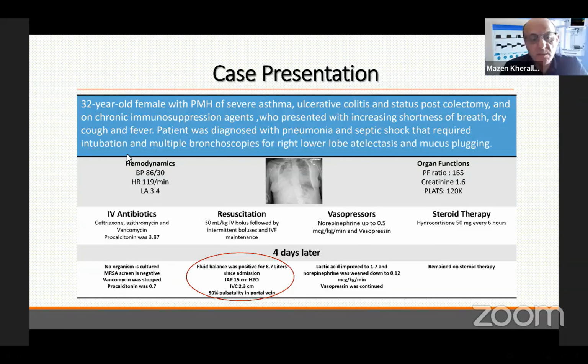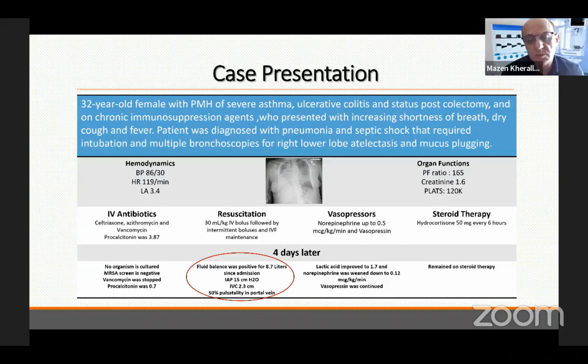As you see, her hemodynamics with blood pressure of 86, heart rate 119, and lactic acid of 3.4. She had some organ dysfunctions. PF ratio was 165, creatinine slightly elevated, and platelets under 20,000. She was started on broad-spectrum antibiotics. Her procalcitonin was 3.87, and she was resuscitated in the ER before she came to the ICU with 30 ml per kg as per the Surviving Sepsis Campaign guidelines.